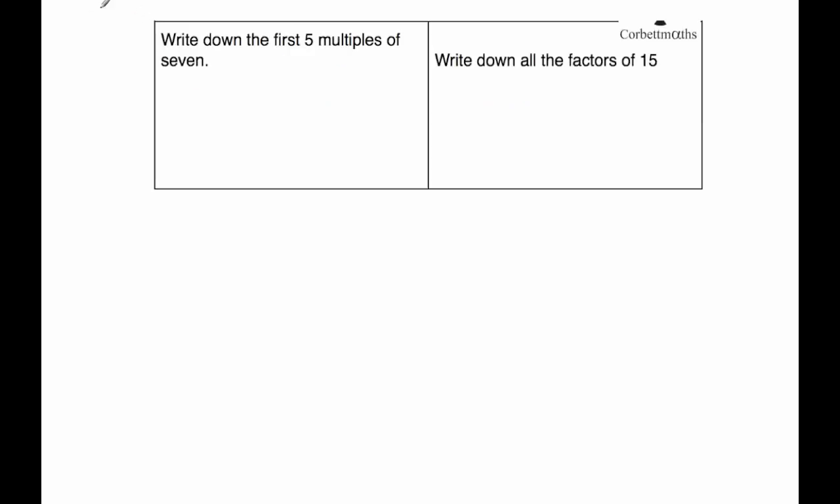So, the first question. The first question says, write down the first 5 multiples of 7. So it's going to be 7, 7 plus 7, 14, 21, 28, and 35.